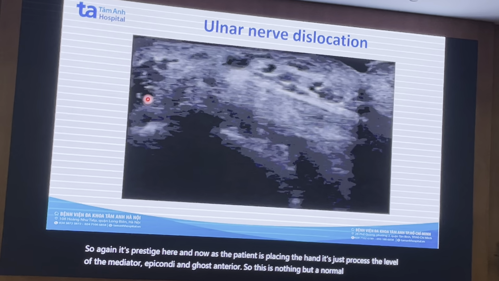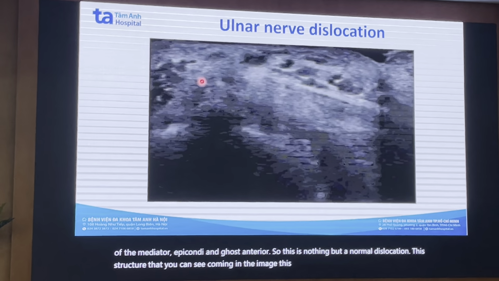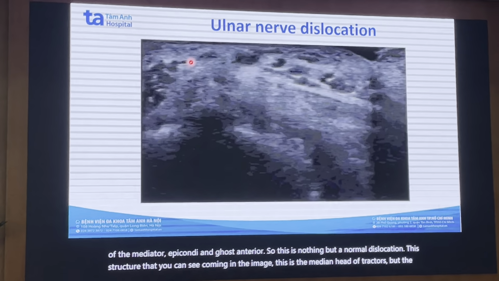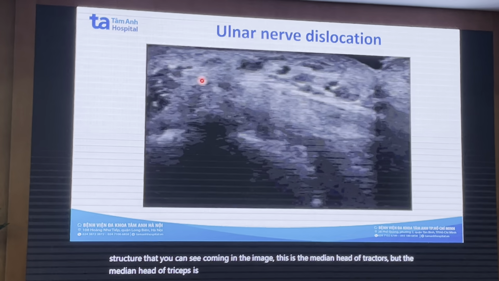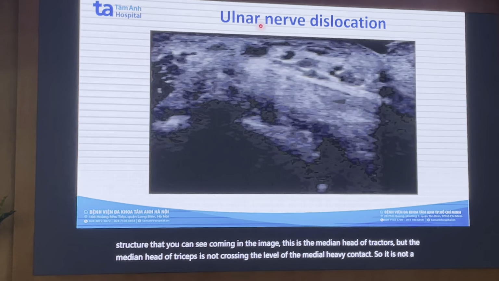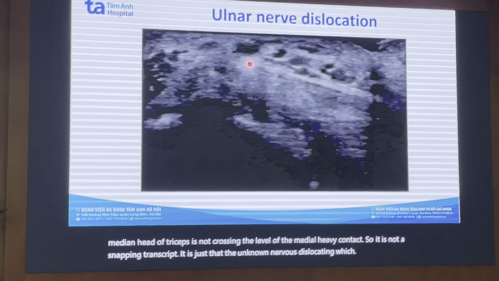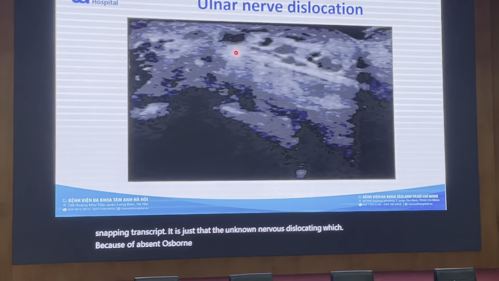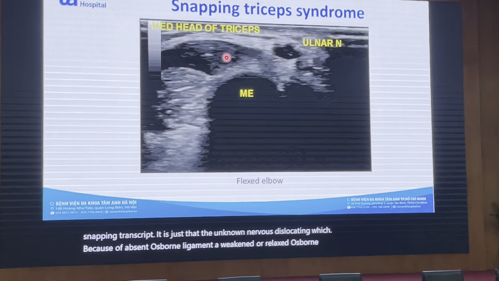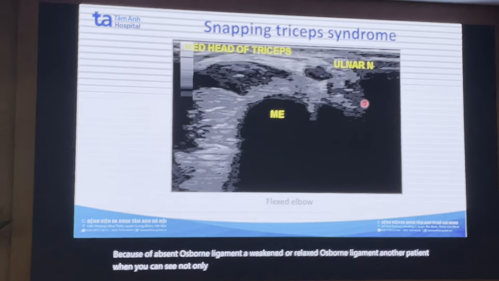This structure that you can see coming in the image, this is the medial head of triceps. But the medial head of triceps is not crossing the level of the medial epicondyle. So it is not a snapping triceps. It is just that the ulnar nerve is dislocating, which can be because of an absent Osborne ligament, a weakened or a lax Osborne ligament.